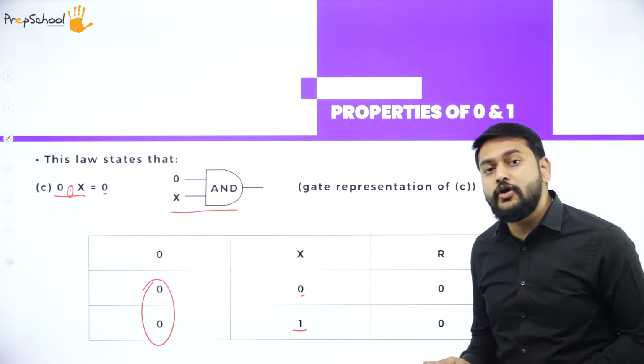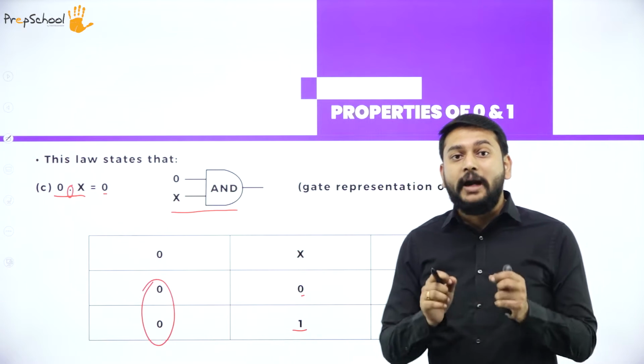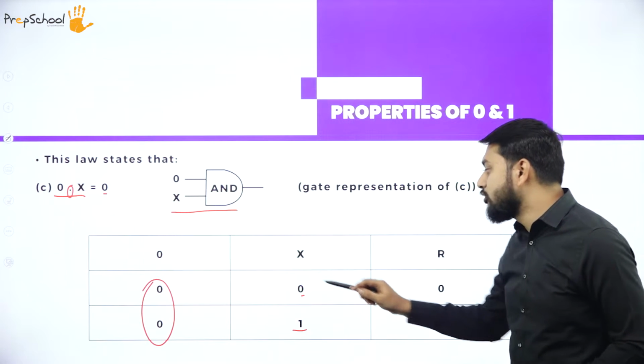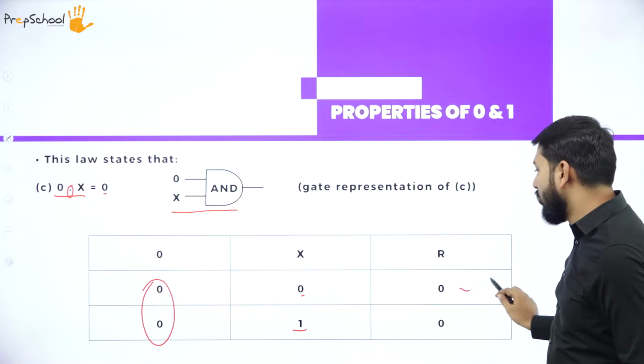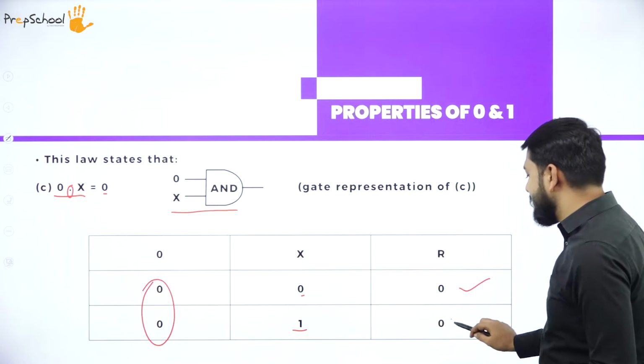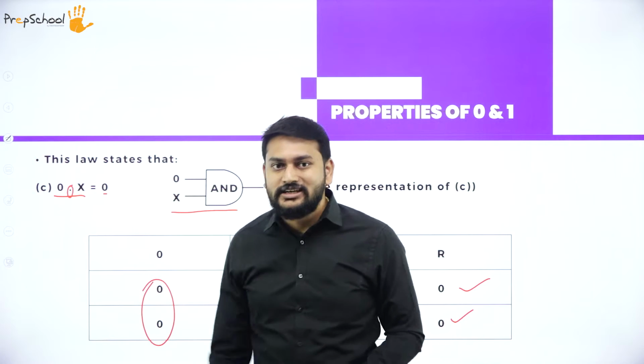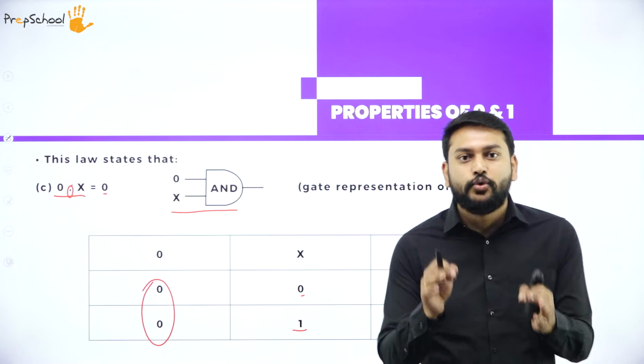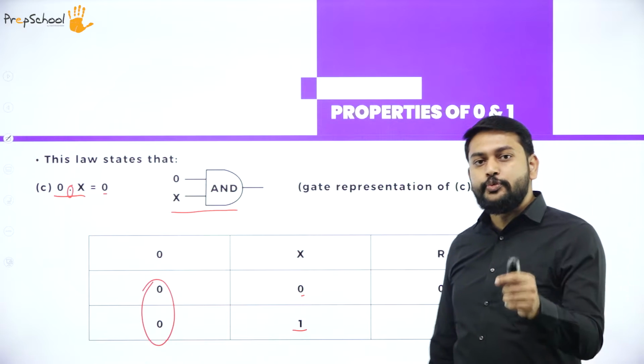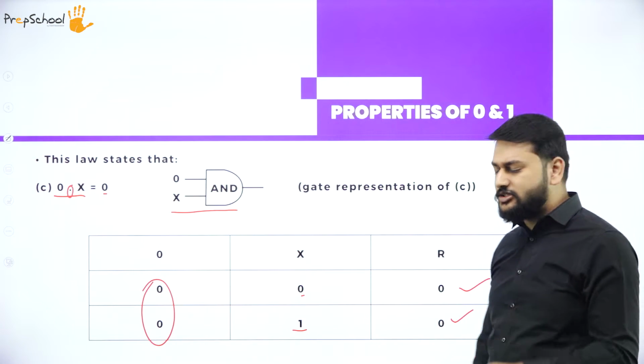What is the operation now you have to perform? You have to perform multiplication. So 0 into 0, it is 0. 0 into 1, obviously it is 0. This is what you have to remember. So this is the third law that you have to remember with respect to properties of zeros and ones. What is the next law?